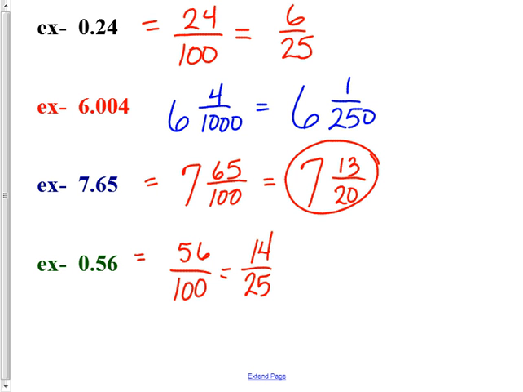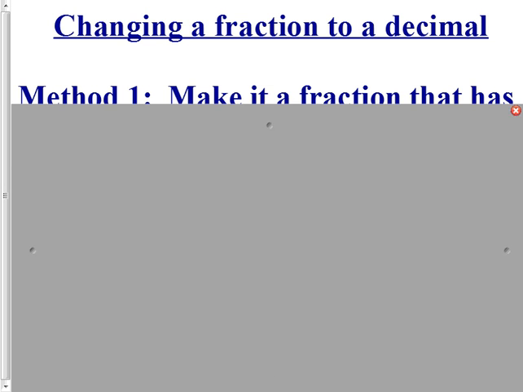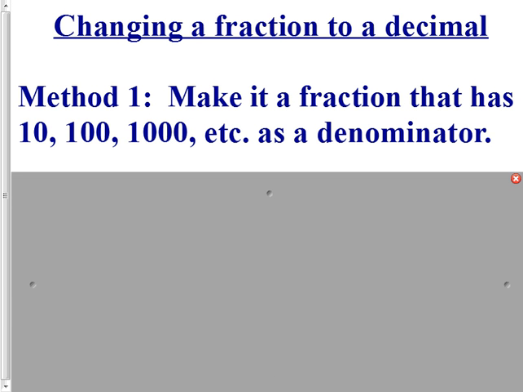All right, so that's pretty easy. Now let's look at what if instead of having the decimal and wanting to change it to a fraction or a mixed number, we have the fraction or mixed number and we want to make that a decimal. So let's look at that. There's two ways that we can look at that. The first way is to make an equivalent fraction that has either 10 or 100 or 1,000 as a denominator. And the reason we're doing that is because tenths, hundredths, thousandths, ten-thousandths, hundred-thousandths, and so forth, those are our decimal place values. So if we can make it have that denominator, it's really easy.